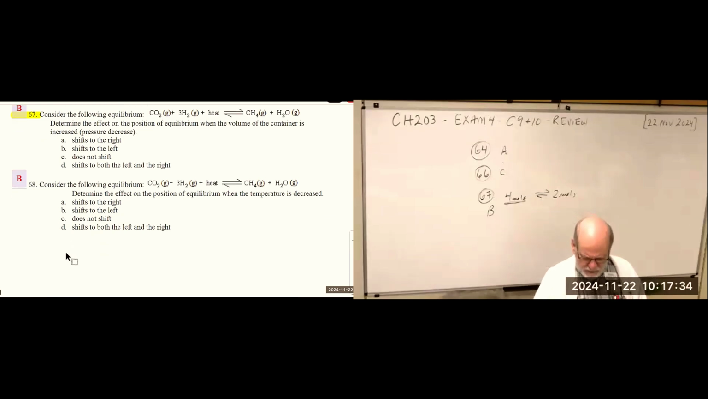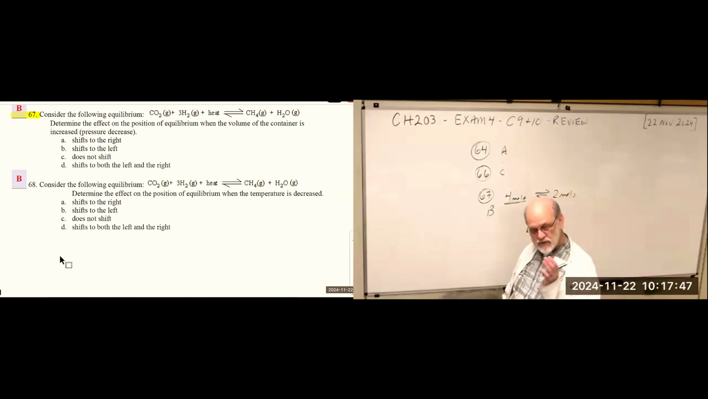I don't have this one highlighted, but what about if we decrease the temperature? The heat term is on the left. If we remove some of that heat, the equilibrium should shift to the left, right? So that's also B.